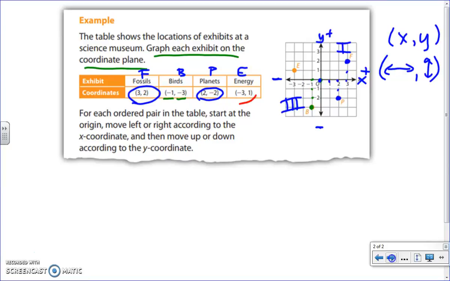And then finally energy, negative 3, 1. So I'm going to start in the origin. I'm going to go back 3 in the negative direction. And I'm going to go up 1 in the positive direction. There's a positive 1, even though there's no plus sign in front of it. That is positive. So there's my energy exhibit. And you can see that that is in quadrant 2.